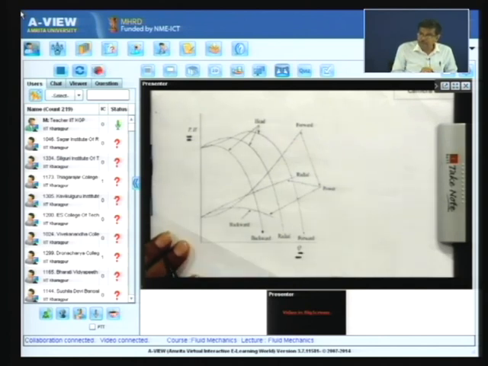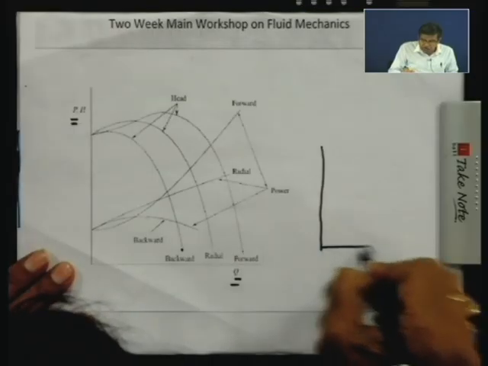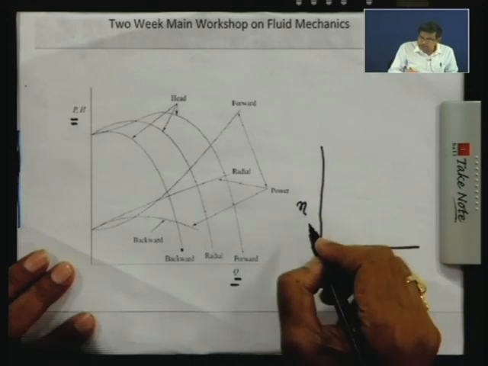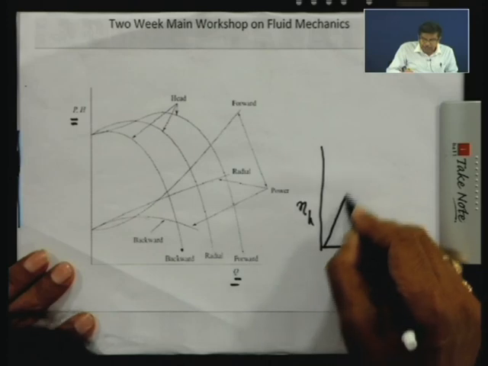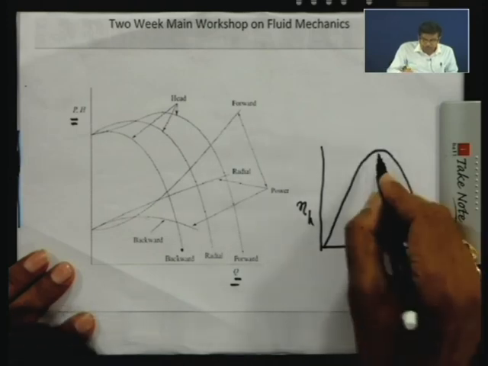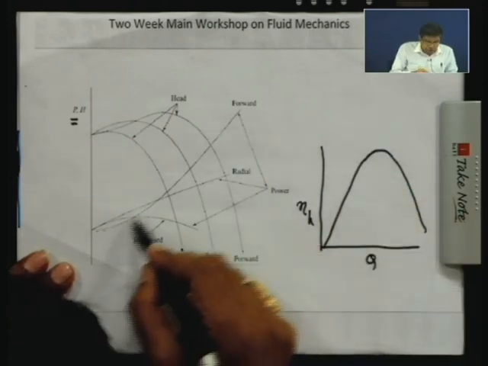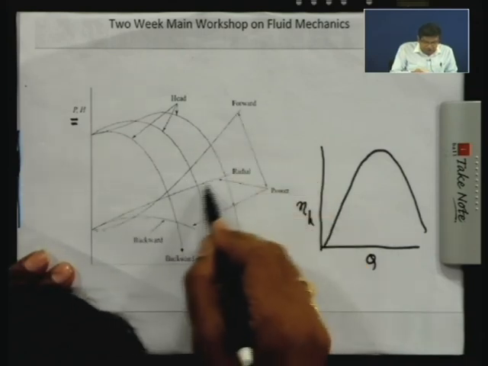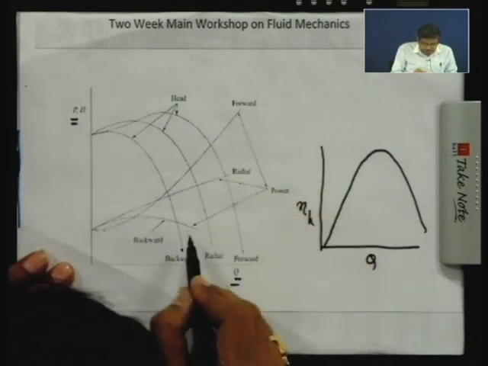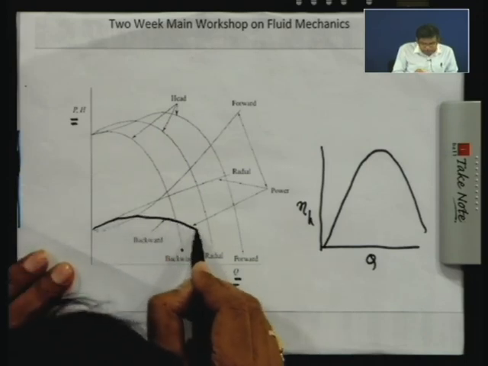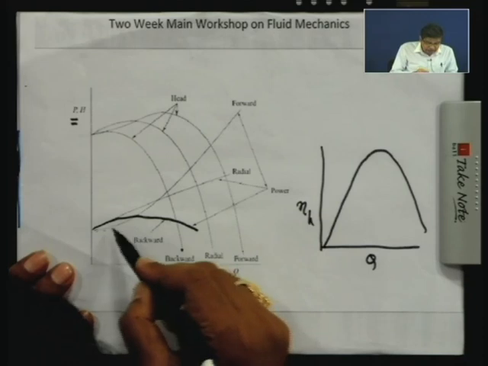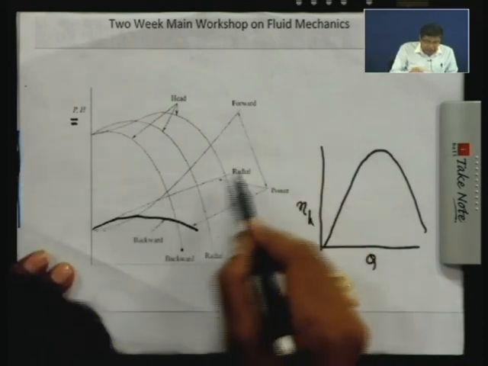But the difference is that if we find out the power versus discharge characteristics, where the hydraulic efficiency also becomes a function of Q. If you draw the hydraulic efficiency or the manometric efficiency as a function of Q, you will get a curve like this. So, if you take care of that and if you draw the power Q characteristics, you will see this will go like this. This is very important, that the power Q characteristic for a backward facing vane is like that. This is for a forward facing vane and this is for a radial vane.